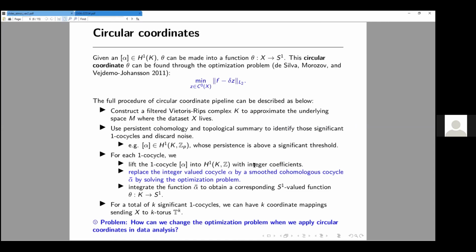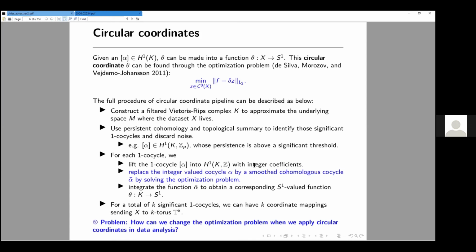In the first step, we construct a Vietoris-Rips complex that allows us to approximate the underlying manifold on which the data set lives. And this is the same as the homology setting. But in the second step, instead of using the persistent homology, we use the persistent cohomology and select those significant one cocycles whose persistence is above a certain threshold.